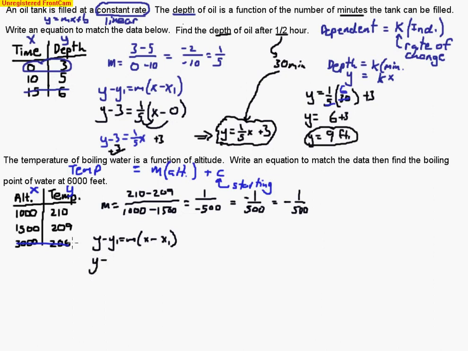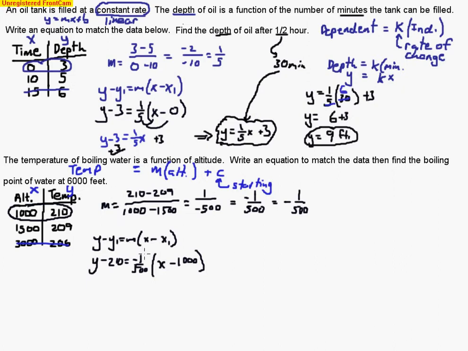So I'll just go ahead and take this one right here. It seems like a good one to use. So I'm going to write temperature of 210 in place of y1, and equals the slope. Okay, here's my slope, negative 1 over 500 times by, now I've got to use this number here, x minus 1,000. So now I go ahead and use that distributive property.